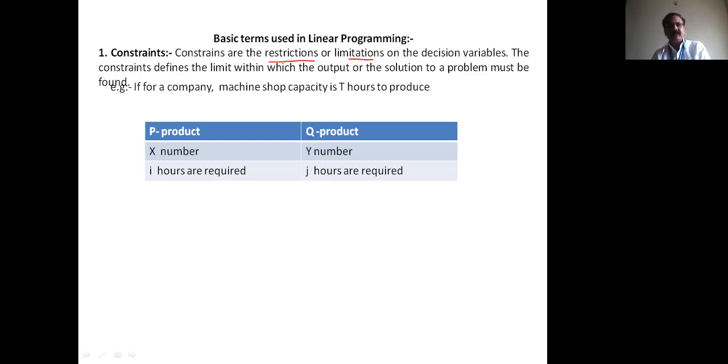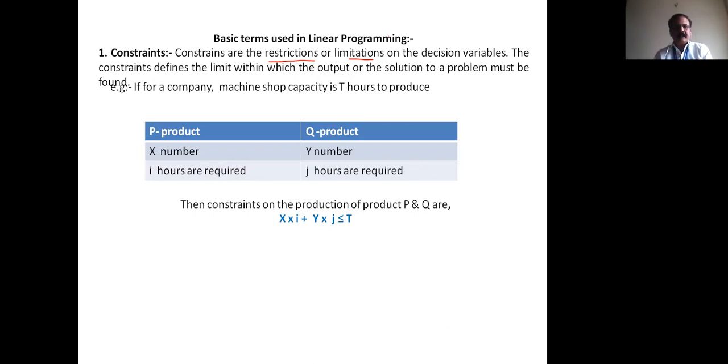Constraint defines the limit within which the output of the solution to a problem must be found. So here you have to find out the optimum solution for the given problem, considering all the restrictions and limitations on the decision variable. This is nothing but the constraint. Now let us see a simple example how to formulate the constraint equation.